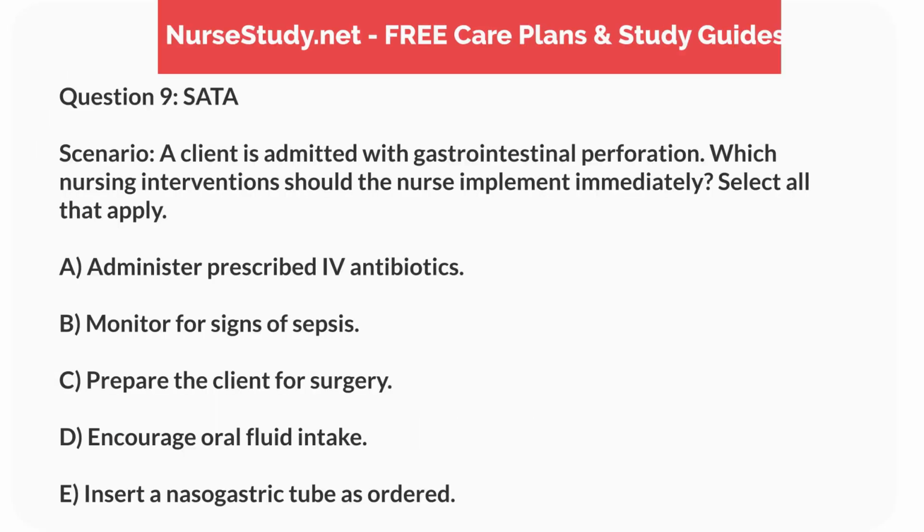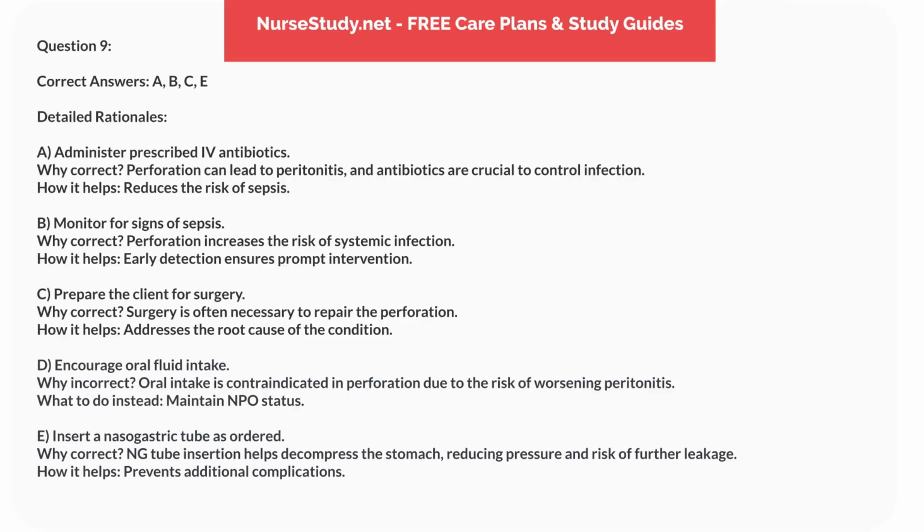Question 9, SATA. Scenario: a client is admitted with gastrointestinal perforation. Which nursing interventions should the nurse implement immediately? Select all that apply. A. Administer prescribed IV antibiotics. B. Monitor for signs of sepsis. C. Prepare the client for surgery. D. Encourage oral fluid intake. E. Insert a nasogastric tube as ordered. Correct answers: A, B, C, E.